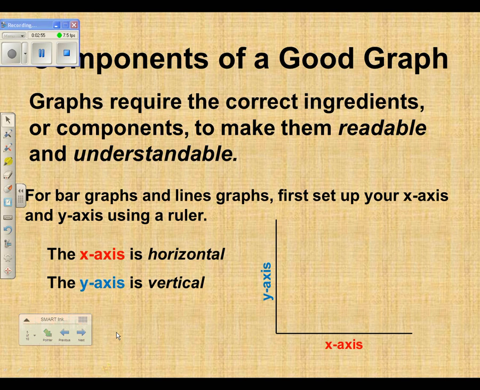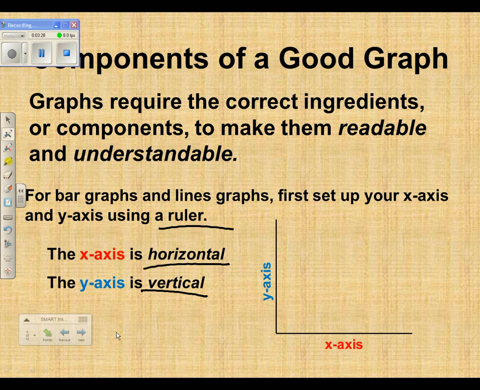Components of a good graph. Graphs require the correct ingredients. The very first thing that you need to do in order to have a graph that is readable and understandable is you must draw the y-axis using a ruler, and you must draw the x-axis. The y-axis is always the vertical axis, and the x-axis is always the horizontal axis.